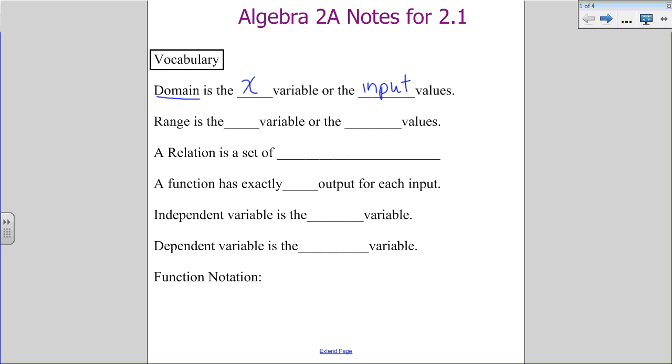Range then is the y variable, or it's our output values, which is why we always solve for y. We want our output equals, and then we want the mathematics that we have to do to get our output. A relation is just a set of ordered pairs.